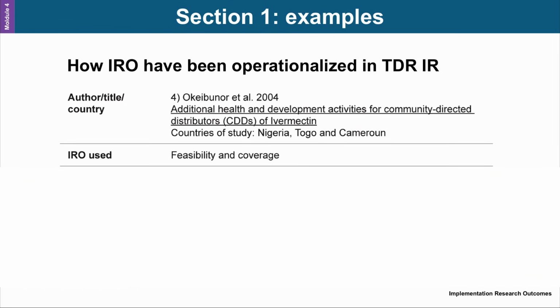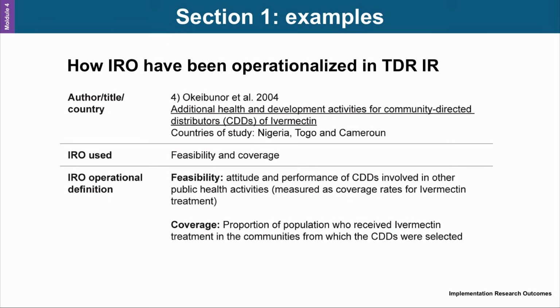Specifically, the researchers assessed if involvement in additional activities such as EPI, water and sanitation, and community development projects detracted from their effectiveness in delivering ivermectin. Feasibility and coverage were measured as the two primary implementation outcomes. Feasibility was measured as attitude and performance of CDDs involved in other public health activities. In this case, performance was measured as coverage rates for ivermectin treatment. Coverage was measured as the proportion of the population who received ivermectin treatment in the communities from which the community-directed distributors were selected.